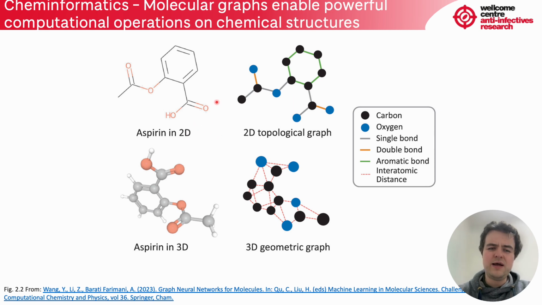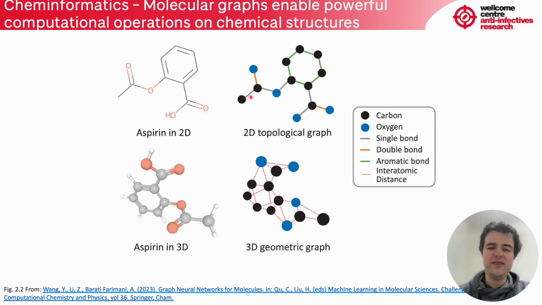So first of all, this figure here from this paper shows, I think quite nicely, how we transform a depiction into a 2D graph and a depiction in 3D into a 3D graph, and what are the important aspects that we can capture. So here is aspirin in 2D. It is a depiction, so it is a drawing of what we would expect aspirin to be, and we can take each atom and transform it into a node, and each bond we can transform into a corresponding edge.